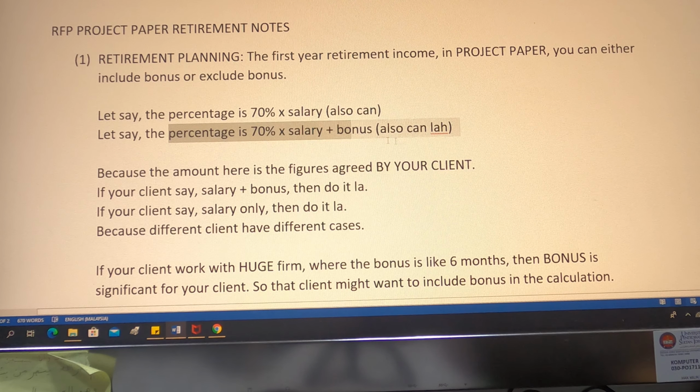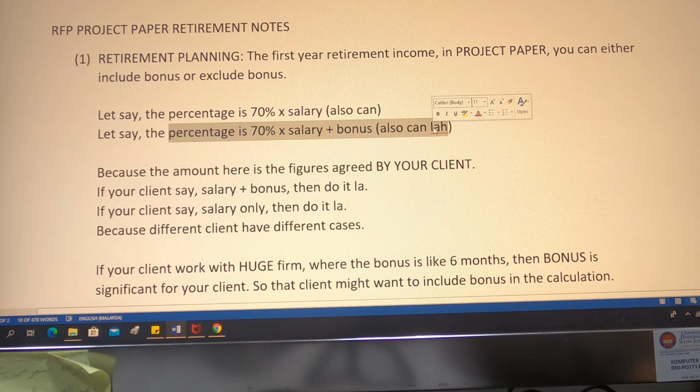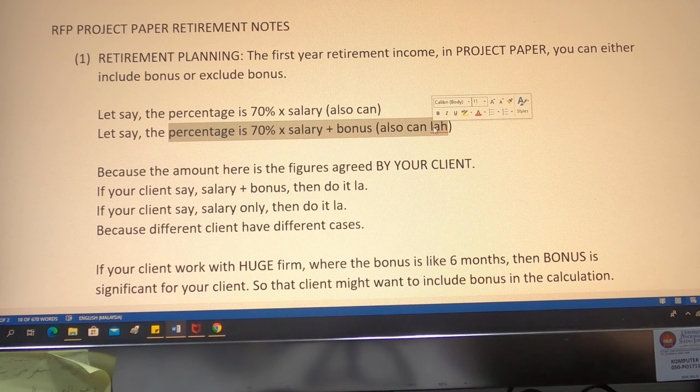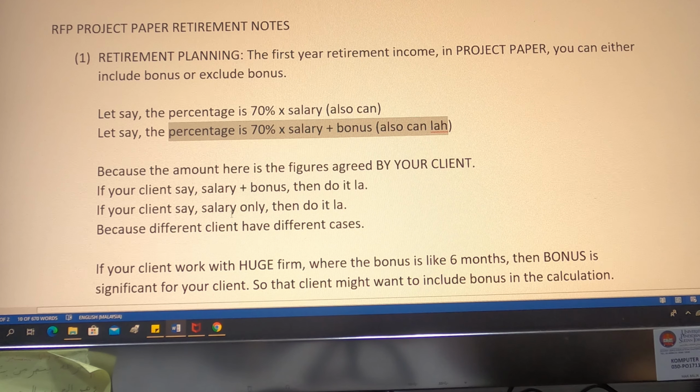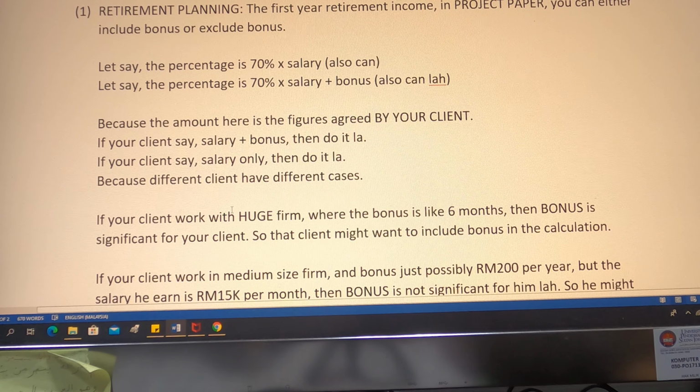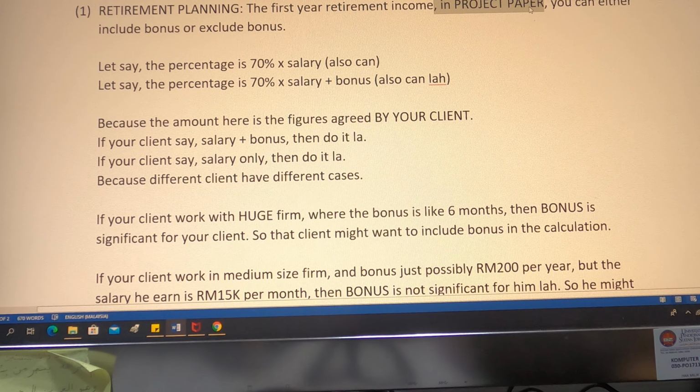Or if your client agreed to have salary and bonus, then you can also do that, and make sure that you put in the assumption that the client agreed 70% of salary and bonus as the first retirement income. It means that you always state that this is the value agreed by your client, because you have a little flexibility in the project paper, as different clients might have different preferences in their decision making.